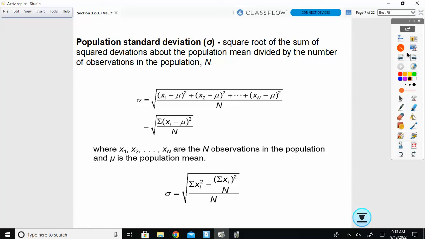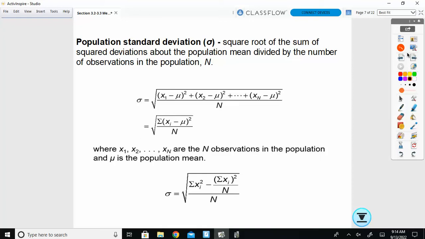Okay, x sub i, or x sub 1, x sub 2, those represent our original values. What is mu? The population mean. So what it's saying is you have to take your value minus the mean, square it. We add all of those together, divide by the number of points, and do a square root. Okay, this is kind of complicated.